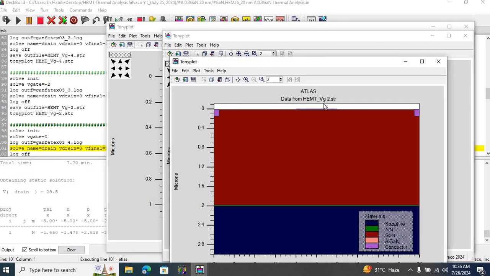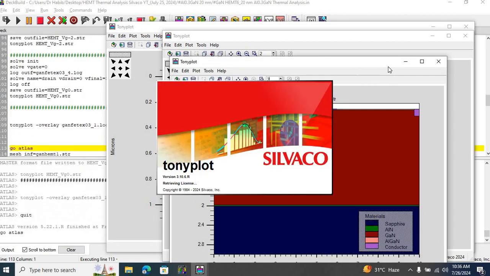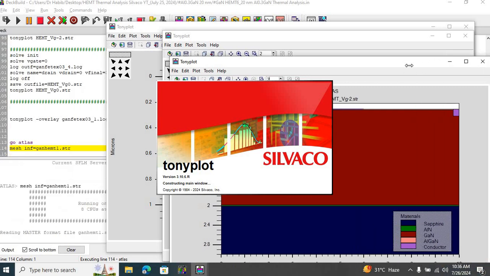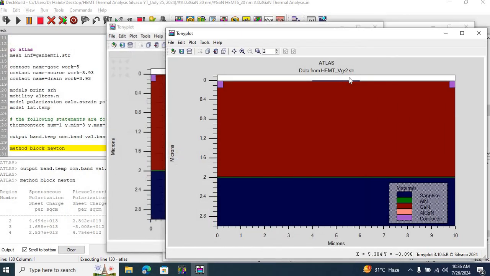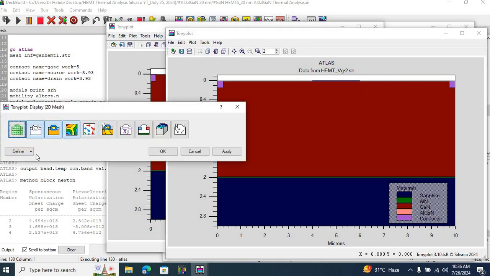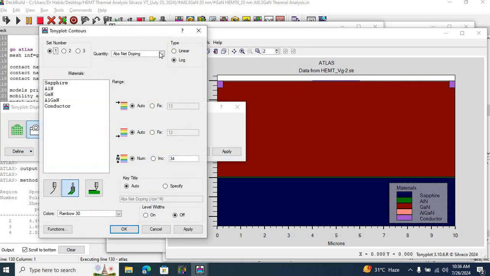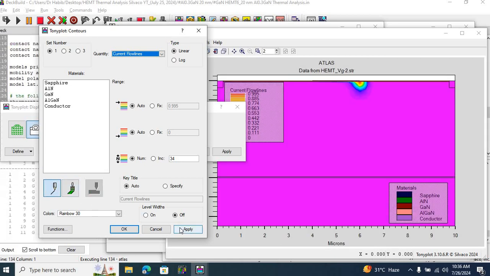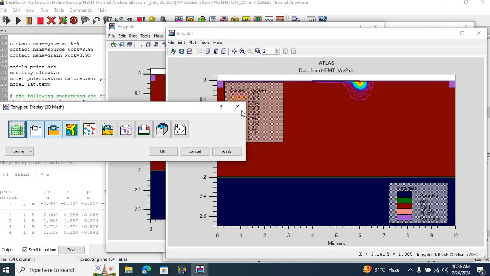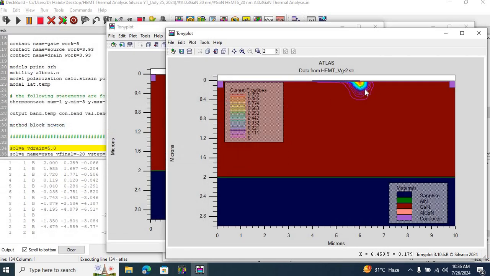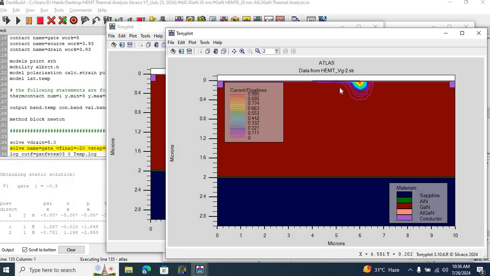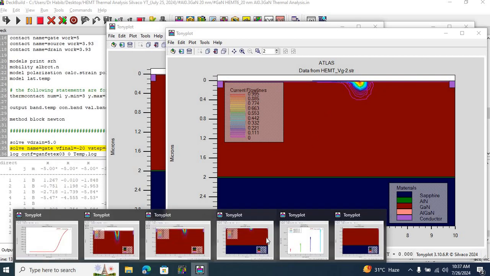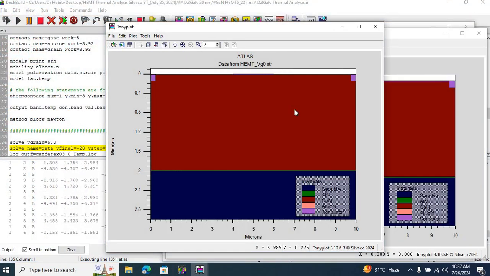And then we have similarly the structure at -2 volts, as you can see from this label. At -2 volts, once again we go to display, then contours, and look at the current flow lines, hit apply. Now you see that the current flow lines are even less repelled as compared to higher negative voltages. And finally we also have the structure at 0 gate voltage.